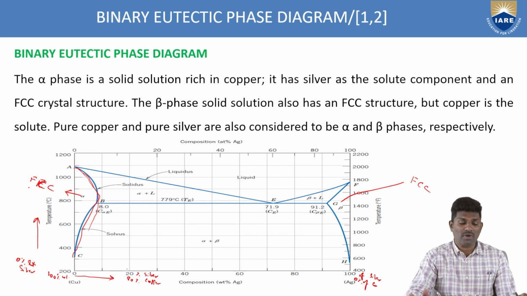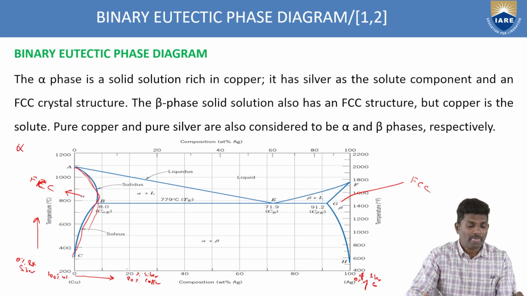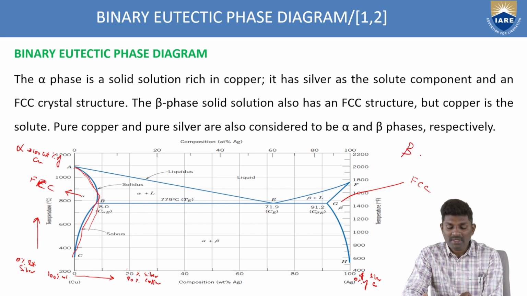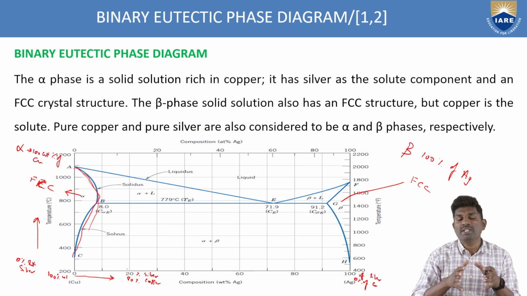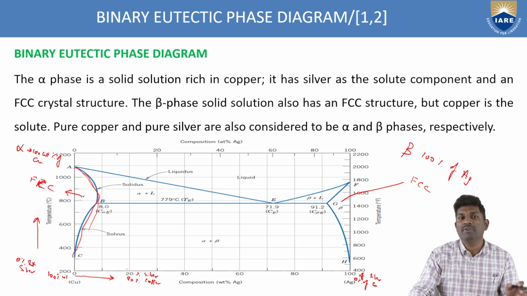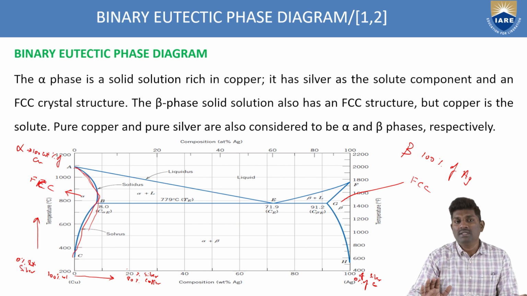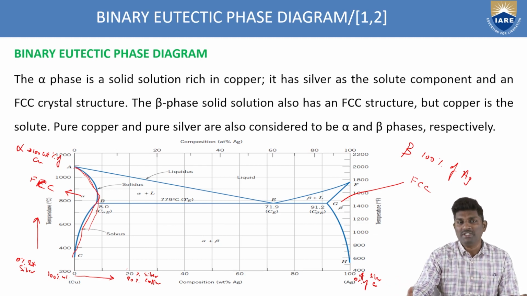So that is how you have to identify the percentage. Alpha has 100 weight percentage of copper and beta has 100 weight percentage of silver. So this is the importance of the phase diagram, so that with the help of these phase diagrams you can identify the composition, and the purity of the element. That's why drawing phase diagrams and understanding the concepts of phase diagrams are very, very important in characterizing any type of element which is available.